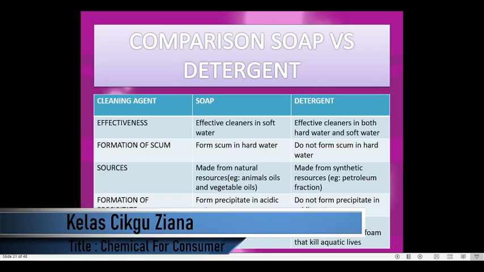This is the comparison between soap and detergent. First, the effectiveness: soap is an effective cleaner in soft water, detergent in hard water and soft water. Formation of scum: soap forms scum in hard water, detergent does not form scum in hard water. Sources: soap is made from natural resources, detergent from synthetic resources. Formation of precipitate: soap forms precipitate in acidic water, detergent does not. Effect on environment: soap is biodegradable and does not cause any pollution.